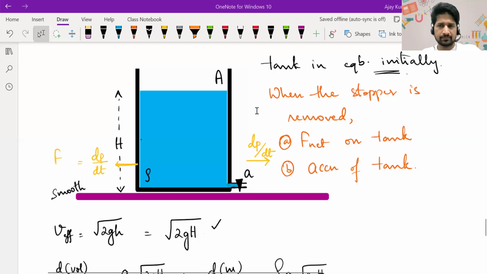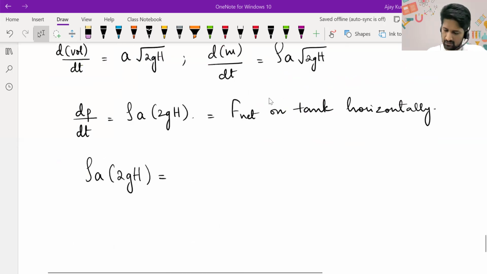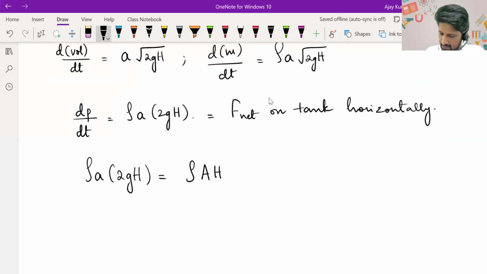Rho A H G. Can you repeat? It was not clear. A H into G. Okay, I asked only for mass. So density into volume, rho A H. Okay, so mass will be rho capital A into H.